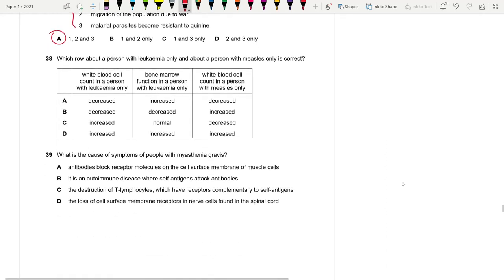Okay, we don't have 39 by the way. 39 is a question on autoimmune diseases. These have been excluded from the syllabus. Which shows about a person with leukemia only and about a person with measles only is correct. So guys, leukemia is a cancer. I don't think we have measles anymore, right, in our syllabus. But still, I'm going to show you.